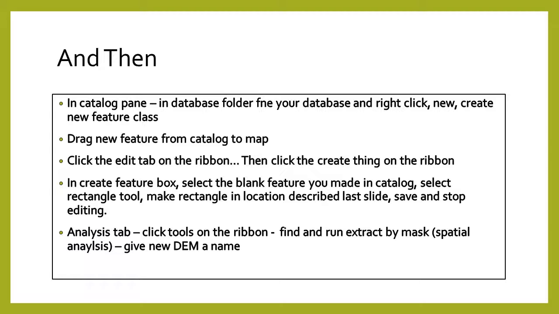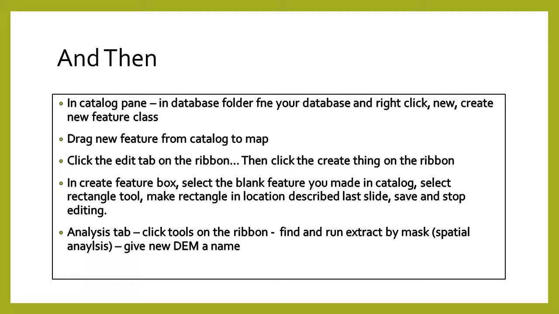Once this happens, go to the top of ArcGIS Pro to that ribbon that runs across and find the Edit tab and click on it. And once you do, the Create tool will emerge. Click on it, and when you do, it's going to open up this Create Features box, just like the catalog pane kind of a thing, but it'll be the Create Features.